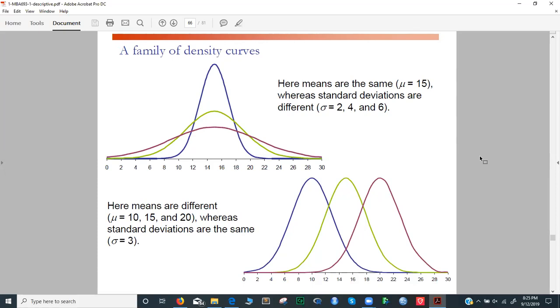Notice the differences. The centers of the graphs on the bottom are at different locations, whereas on the top, the centers are the same because the mu is 15. They're all a mu of 15. The difference is the sigma is spread out between 2, 4, and 6. So that's what happens when you change the characteristics of the mu and the sigma.